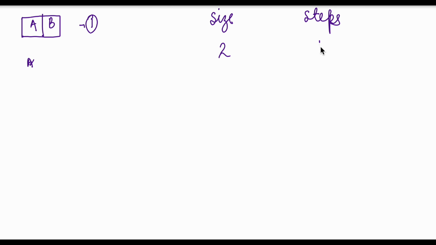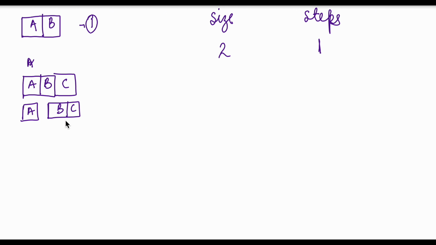You require 1 step. And when the data set size is, for example, 3, so let's say this is A, this is B, and this is C. How many splits will you require? First of all, you will need to split this into A, and let's say this is BC. Then you will require 1 more split here, so it will be A, B, and C. Total 2 splits will be required. So in case of 3, 2 splits will be required.